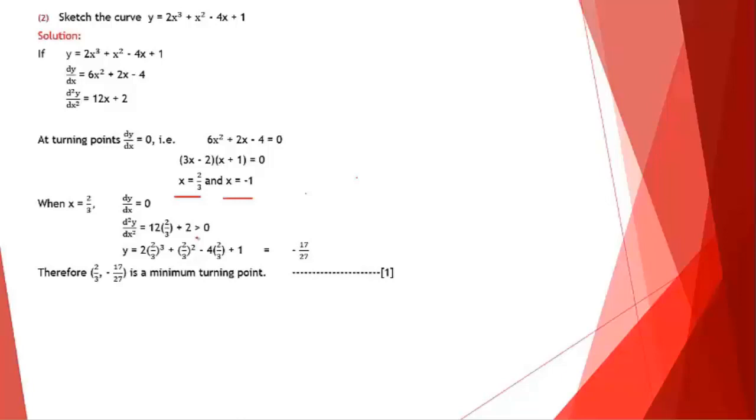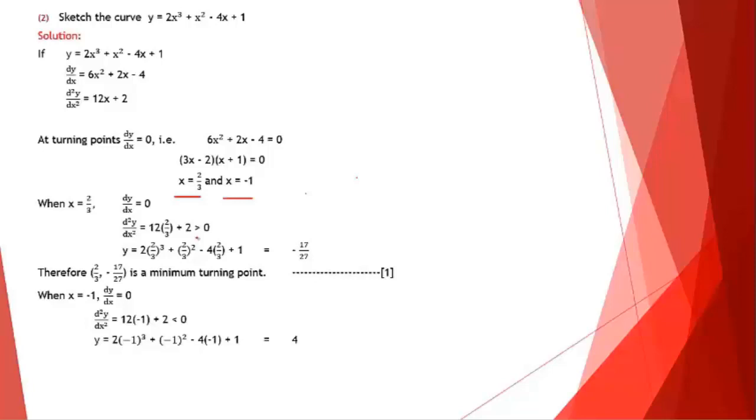Now moving on to the next point, where the x value is -1, we get dy by dx equals 0. Then by substituting x equals -1, find out d2y by dx2. We get d2y by dx2 equals 12 times -1 plus 2. So by simplifying, we get a value which is less than 0, which takes us to the conclusion that this point is a maximum turning point.